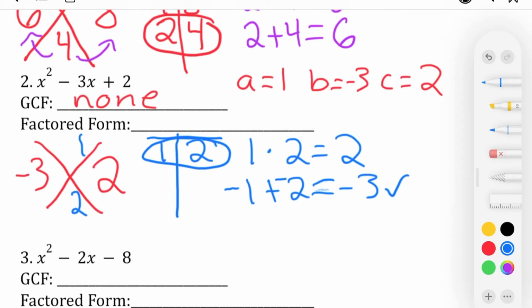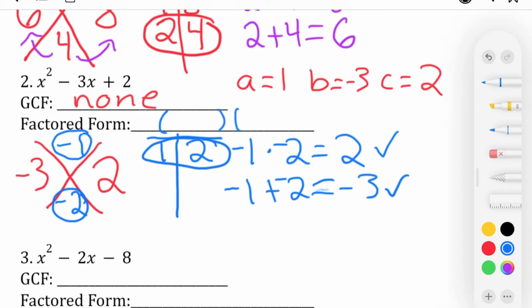Well, if we change the magic numbers to both negative, multiplication also represents that. Negative 1 times negative 2 does give us positive 2. Negative times a negative is a positive. So our magic numbers are negative 1 and negative 2.